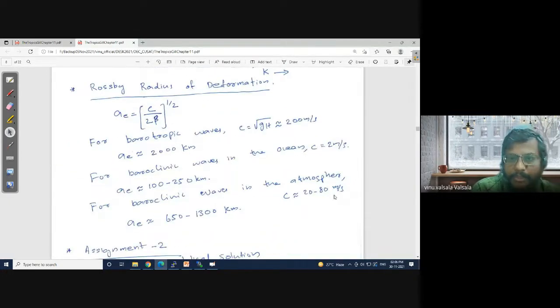Further, we have introduced a concept called the Rossby radius of deformation. Again, the speed is coming: C is equal to the square root of gH, and sometimes it's 200 meters per second in my discussion, sometimes it is taken as 2 meters per second. What is the difference between the speed according to the barotropic condition and the baroclinic condition? We are going to come to that in a while.